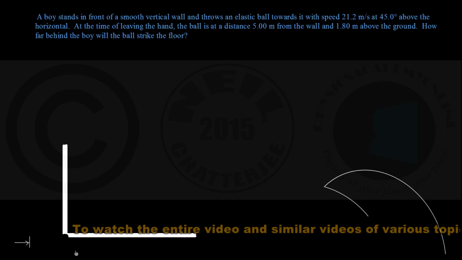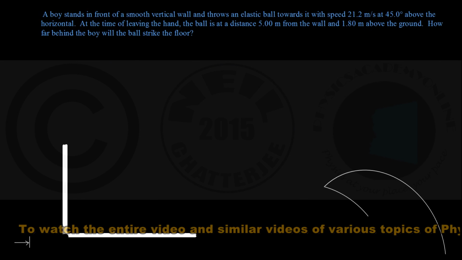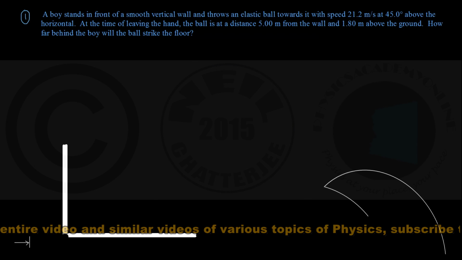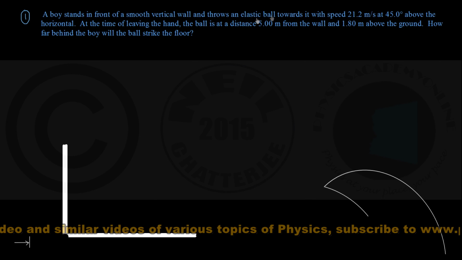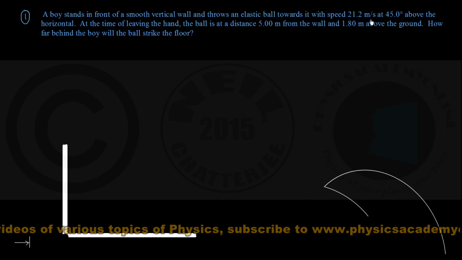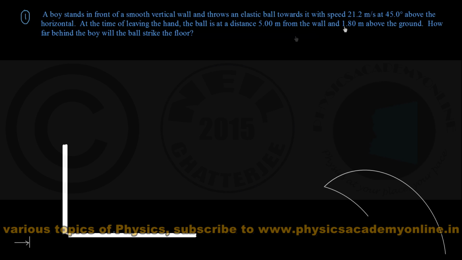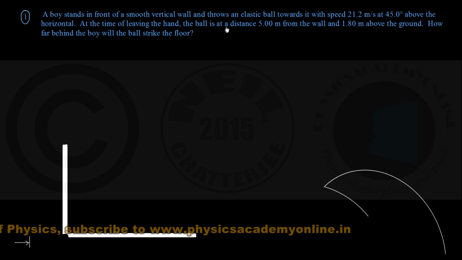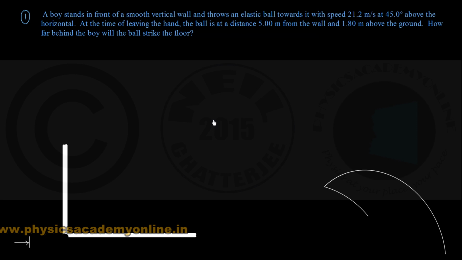So let us go for the first problem in the lecture, which tells that a boy stands in front of a smooth vertical wall and throws an elastic ball towards it with speed 21.2 meters per second at 45 degrees above the horizontal. At the time of leaving the hand, the ball is at a distance of 5 meters from the wall and 1.80 meters above the ground. How far behind the boy will the ball strike the floor?